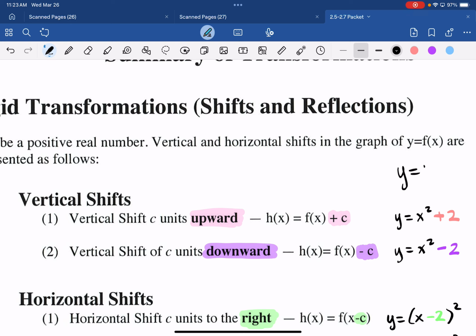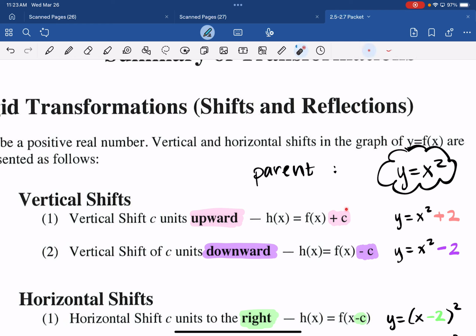Also, I should write here, my parent function for all of these is my quadratic. So as we go through these, I'm using the quadratic function as the parent. Again, if I have a plus on the outside, I'm doing a vertical shift that way. So I would say I have a vertical shift of +2. This one I have a vertical shift of down 2.